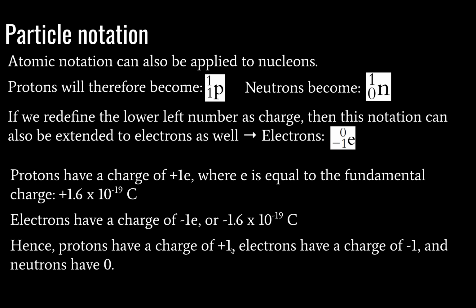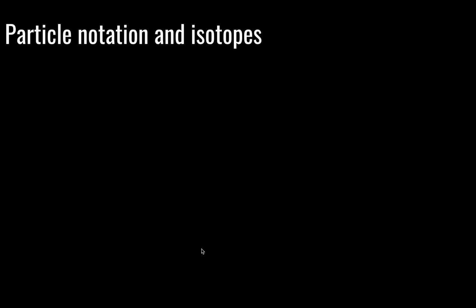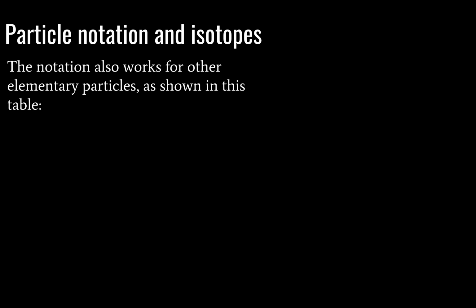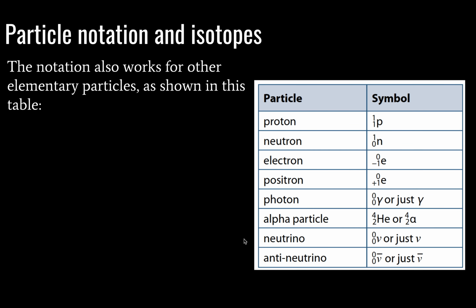We'll look at these charges in a little bit more detail later in topic 7, when we start looking at quarks and other fun stuff. All right, so let's look at isotopes. We'll get to isotopes in a second. First, let's look at our fundamental particles here. We've got a proton here with a mass of 1 and a charge of 1. Here we have a neutron, mass of 1, charge of 0.